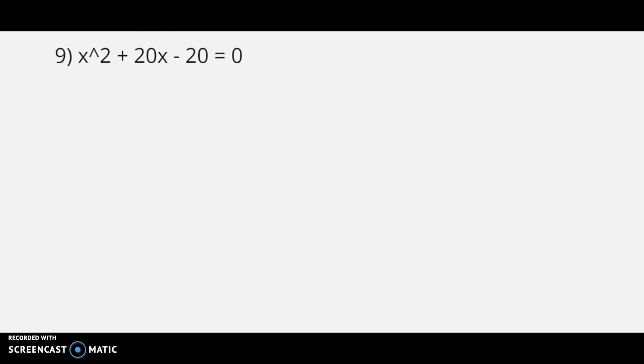x squared plus 20x minus 20. First thing to do here, this is not a perfect square. Notice perfect square trinomial, this 20 right here is not a perfect square. We need to get all the x's to one side, so the only thing we're going to do is add 20 to both sides. So we have x squared plus 20x. Leave a space, equals 20.